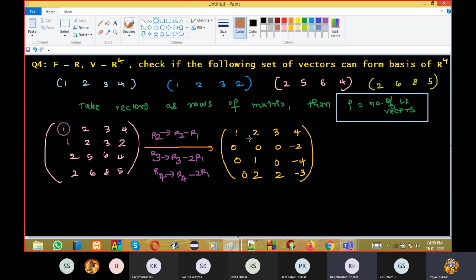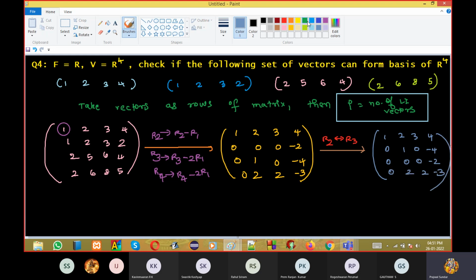Okay, now look at this carefully. The second pivot is not correct. See, in the second position we are having 0. We cannot use this as a pivot, correct? So we will perform row exchanges. Listen carefully. I will do row 2 interchange row 3. If you interchange vectors, that's not a problem. So (1, 2, 3, 4), (0, 1, 0, minus 4), (0, 0, 0, minus 2), (0, 2, 2, minus 3). Now I can take this as pivot. Now whatever is below it is 0.